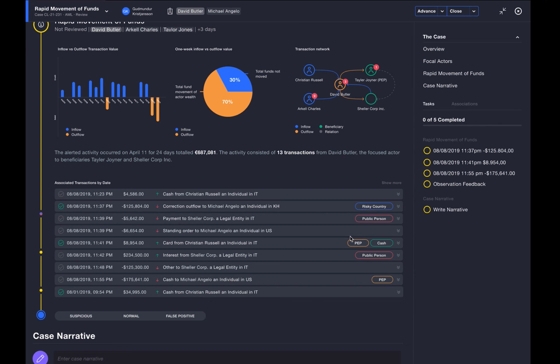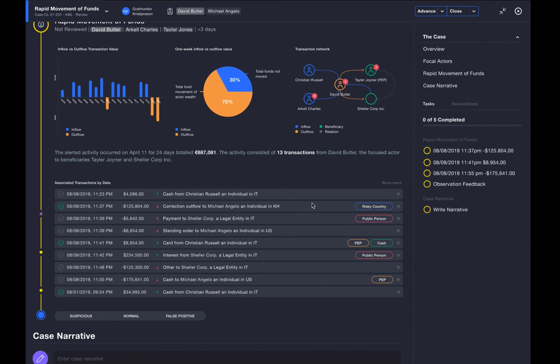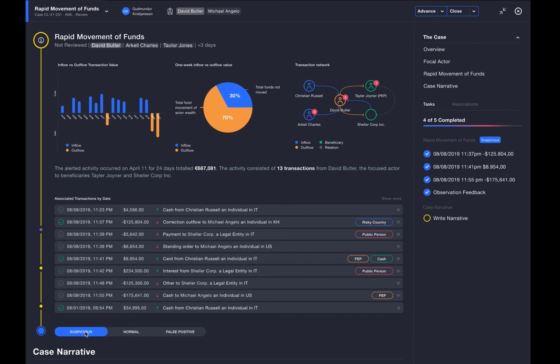To the side, we also have our LUX sidebar, which ensures streamlined and efficient case working through the generation of tasks that are configurable. The associations sidebar further allows me to add additional actors to this case. When I have made my decision, I'm providing feedback on an observation so that Lucinity's human AI can continuously improve.